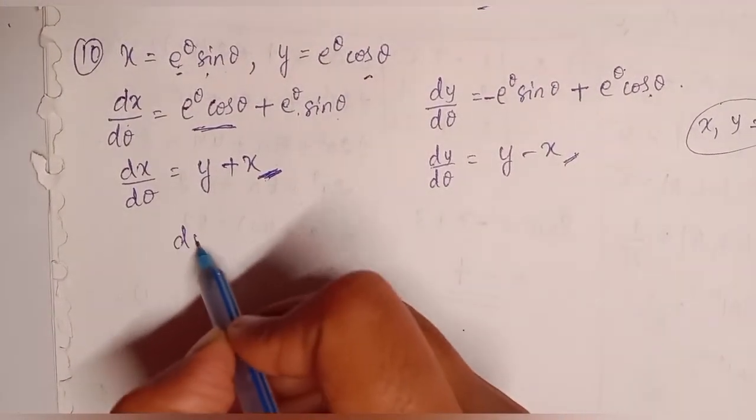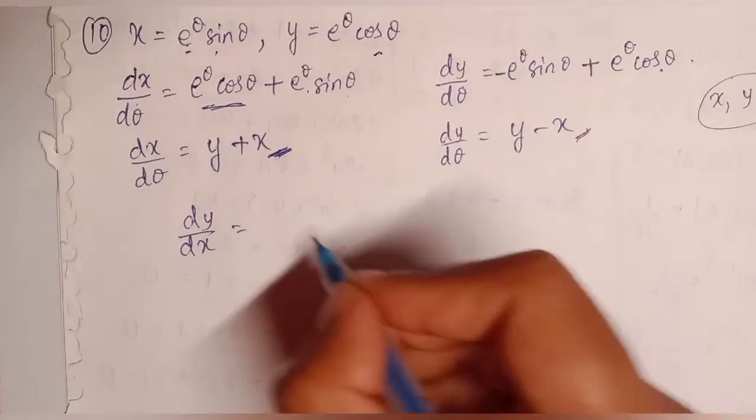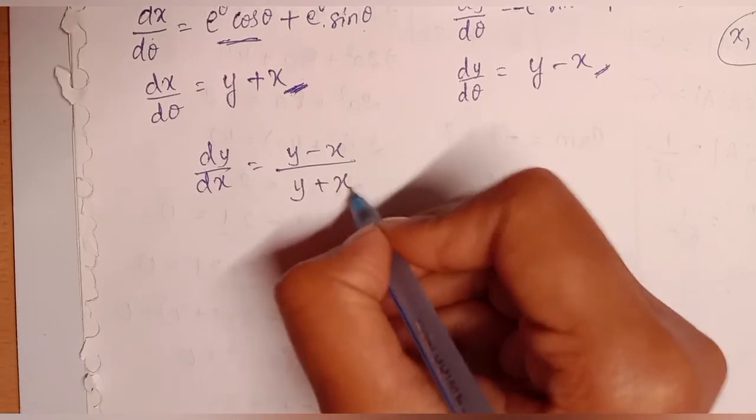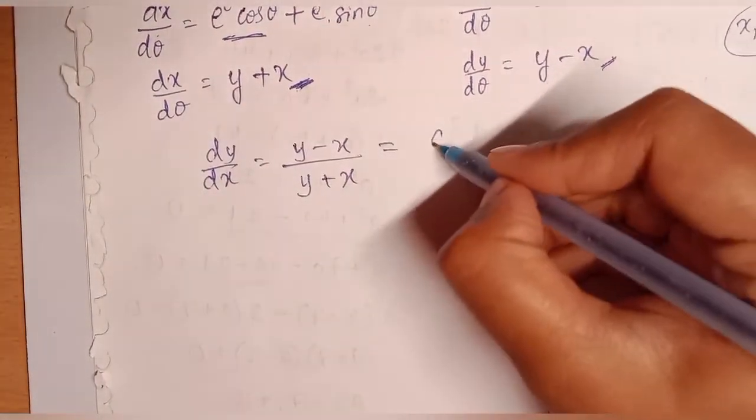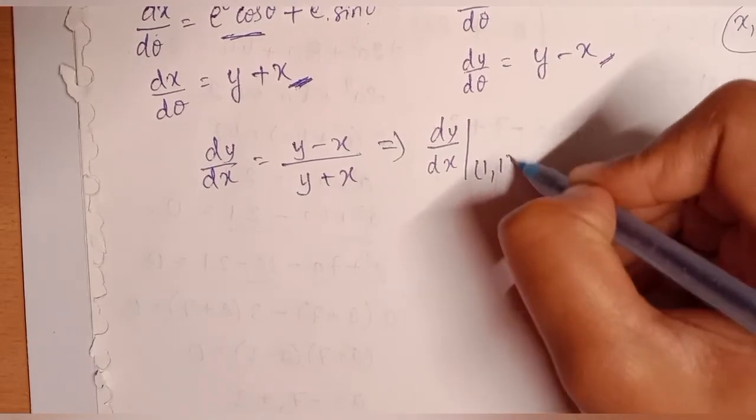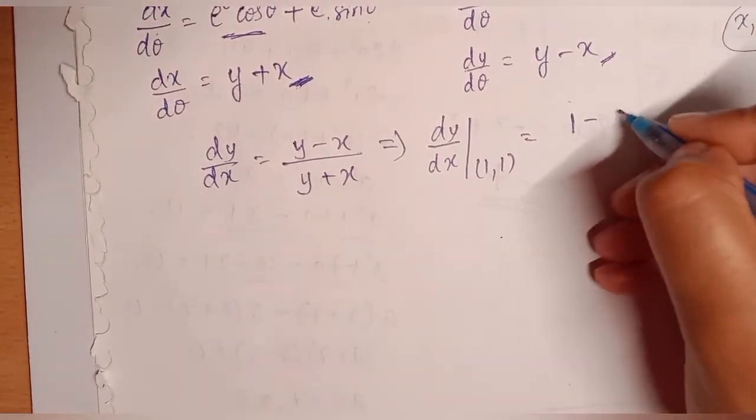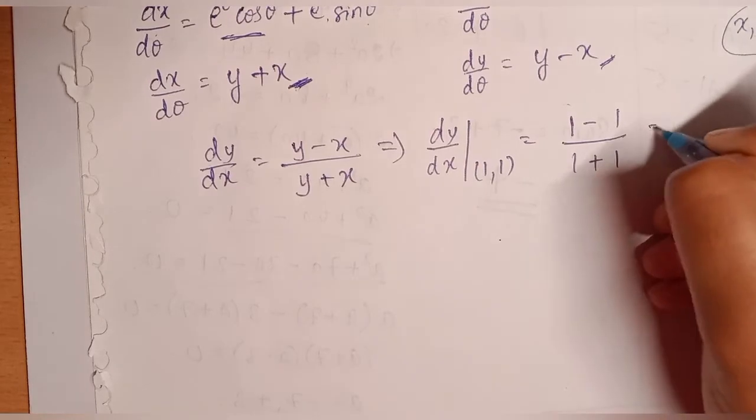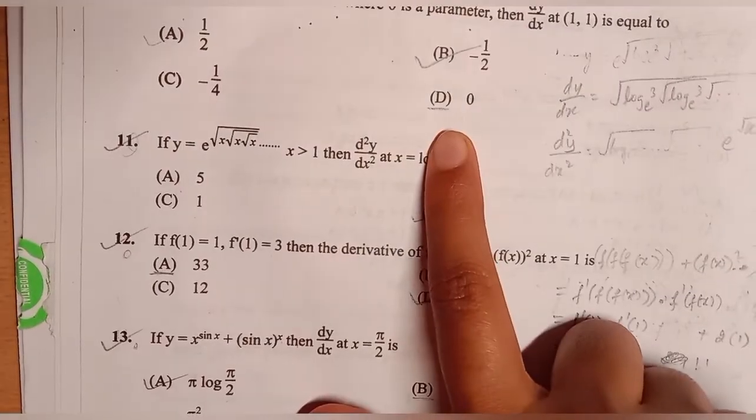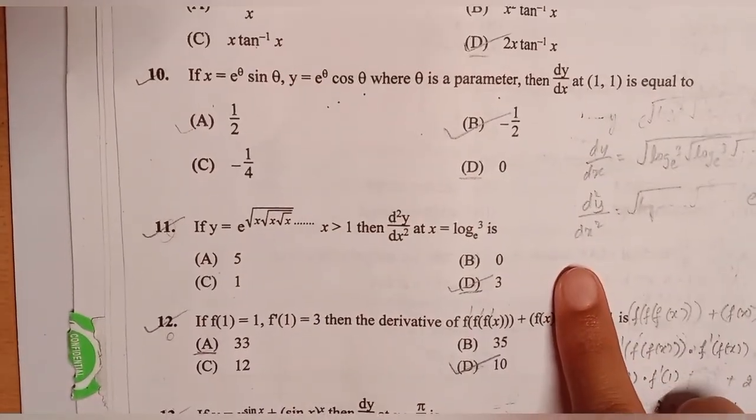Okay. So then dy by dx will be equal to y minus x divided by y plus x. As we have to find dy by dx when x and y both are 1, we get 1 minus 1 divided by 1 plus 1, which is equal to 0 by 2, which is equal to 0. 0 is the answer. Here as you can see, D. 0 is the answer.